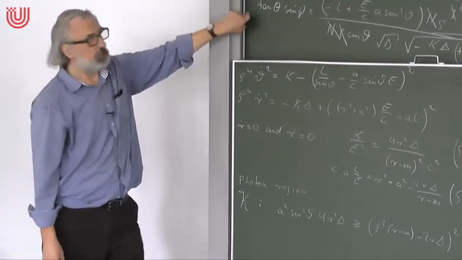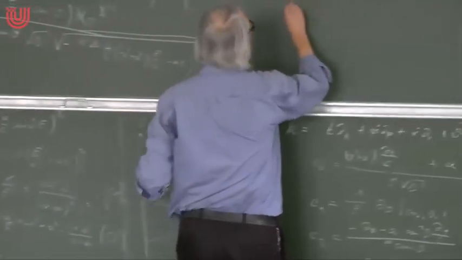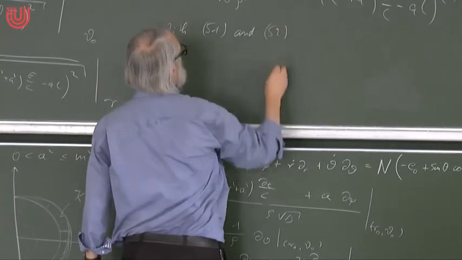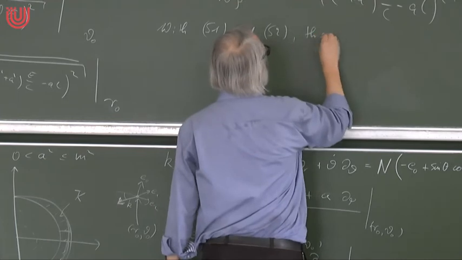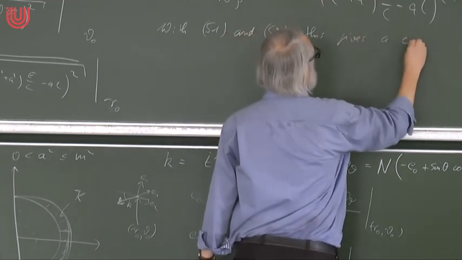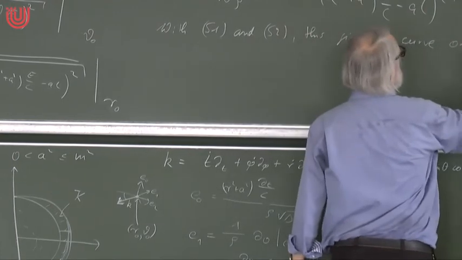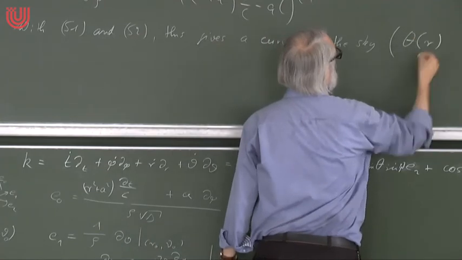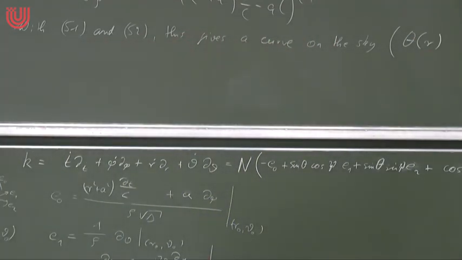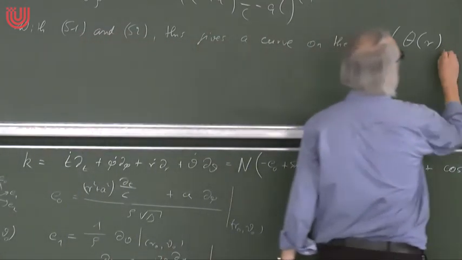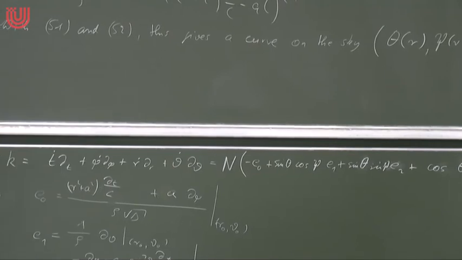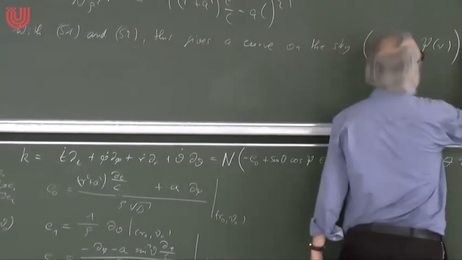You see? So with S1 and S2, this gives a curve on the sky. And the curve is given in the form theta of the curve parameter R. This R here is a curve parameter. It ranges over this interval. And psi over R. And this gives a curve on the sky, which is a boundary of the shadow.